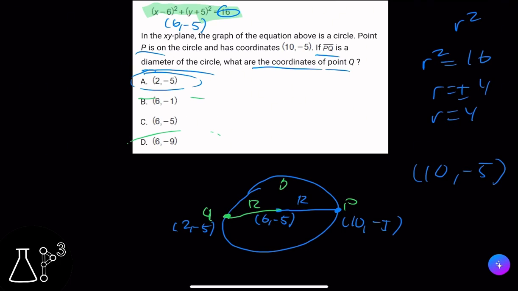But if I get A, I realize I get point Q, and if I look from point Q to point P, I have the diameter. So the answer is A, because I add 4 to go to the center of 6, -5, and I add 4 to go to 10, -5, and therefore because I move the radius, I move from Q to the middle and middle to P, that means I moved 4 2 times, and that would equal the diameter.